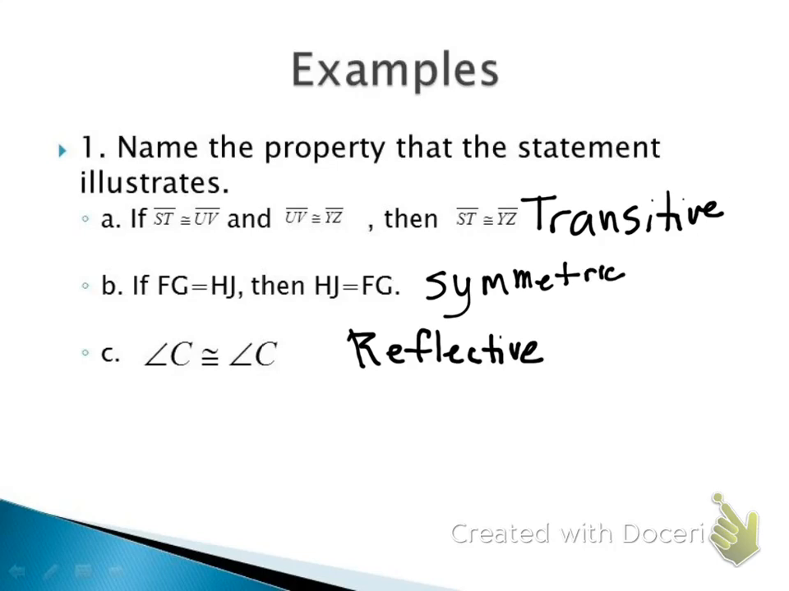And again, we kind of skipped over A. I'll explain it a little more. You can see that they had ST congruent to UV. Line segment ST is congruent to line segment UV. Line segment UV is congruent to line segment YZ. Then you can start from the beginning and go to the very end and say that ST is congruent to line segment YZ. You're just cutting out that UV, cutting out the middle guy. What questions do you guys have on this?